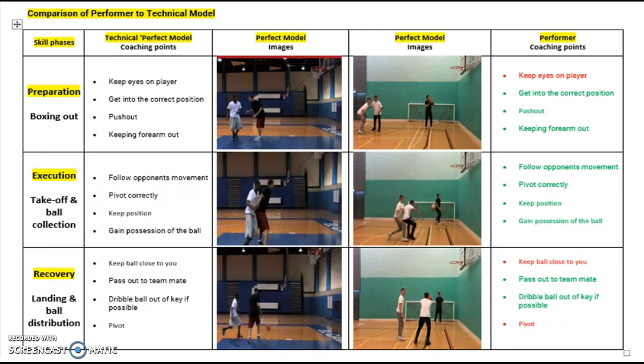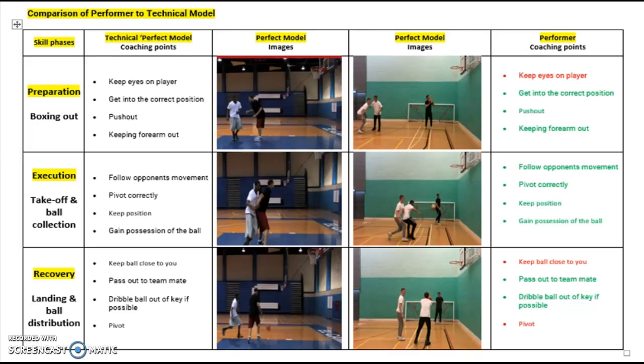This is my comparison of a performer to a technical model. Here we have 4 key techniques for each of our preparation phase, execution phase and recovery phase of a box out in basketball. We can then see in our coaching points column that Ewan succeeded, which is in the green, and what he didn't execute right, which is in the red.